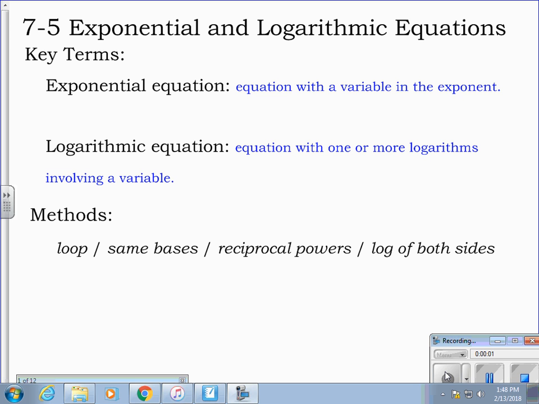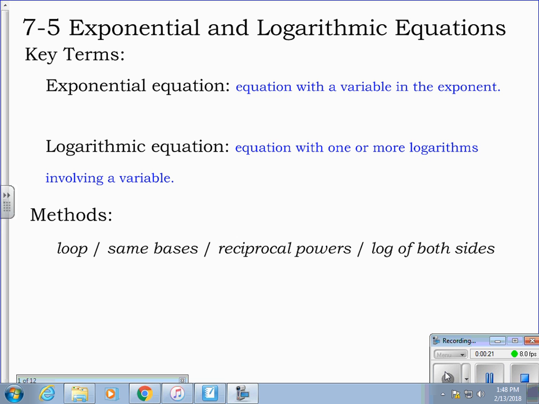All right. So today we're going to work on solving equations. All we're doing today is solving equations. We're going to solve exponential equations, which are equations with the variable in the exponent. We're going to solve logarithmic equations, which are equations with one or more logarithms involving a variable.